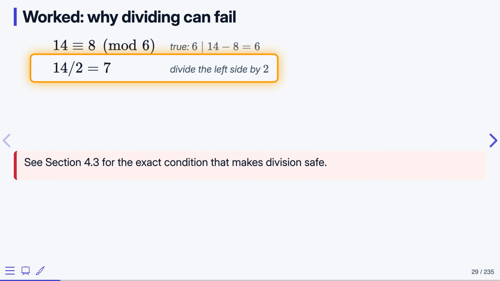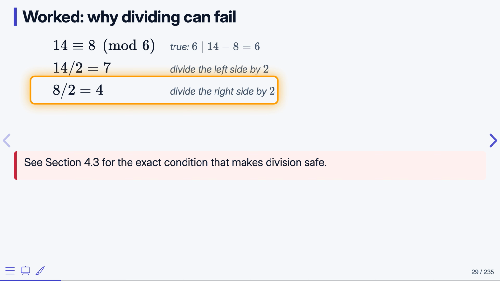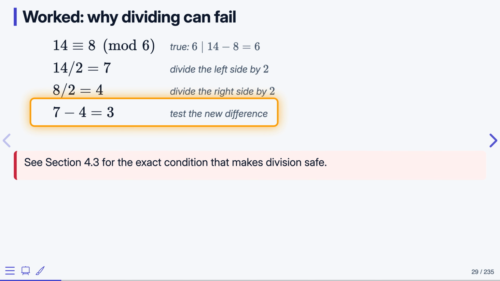Step 1. Divide the left side by 2. 14 over 2 is 7. Step 2. Divide the right side by 2. 8 over 2 is 4. Step 3. Now test the new pair. 7 minus 4 is 3.